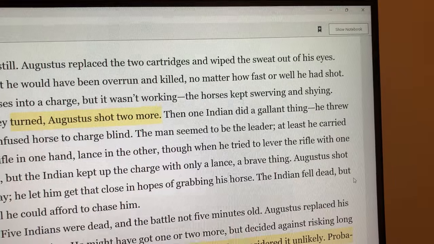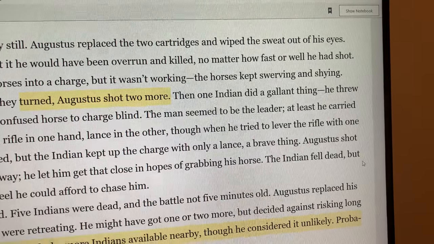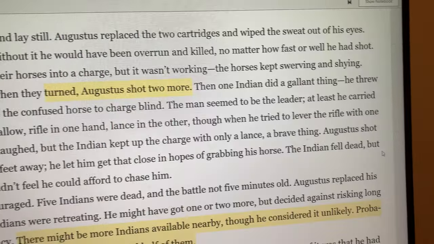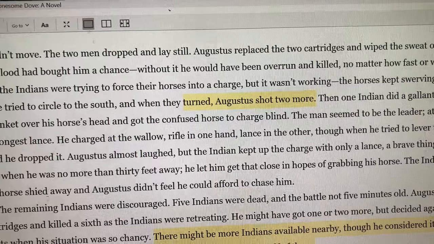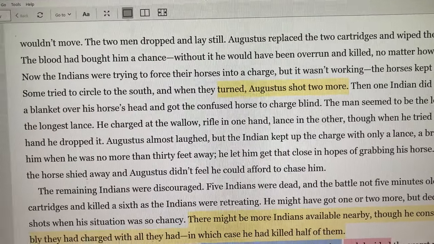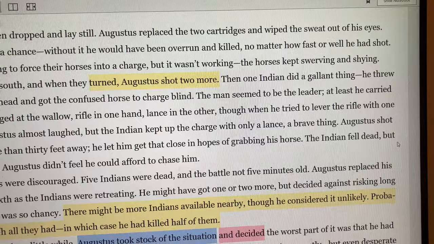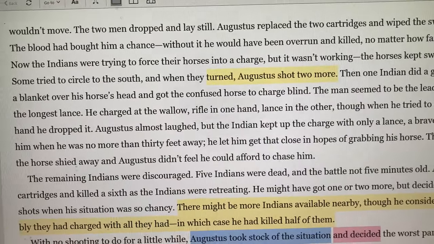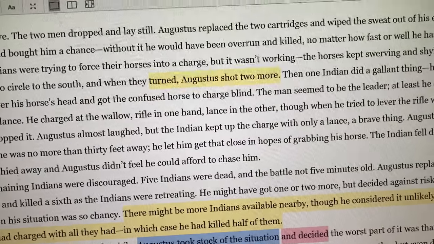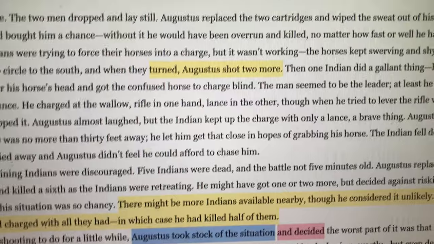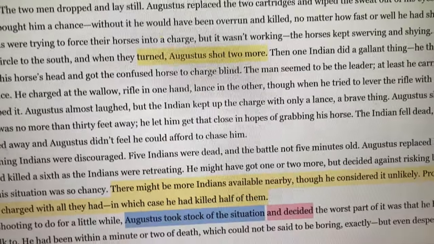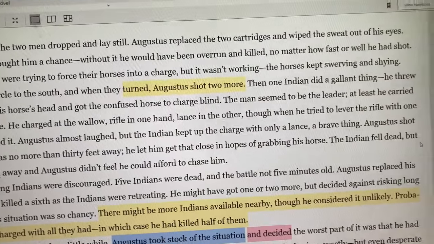And one Indian did a gallant thing. Tried to get his horse to charge blind. Had a rifle in one hand, lance in the other, though when he tried to lever the rifle with one hand, he dropped it. The Indian kept up the charge with only a lance.